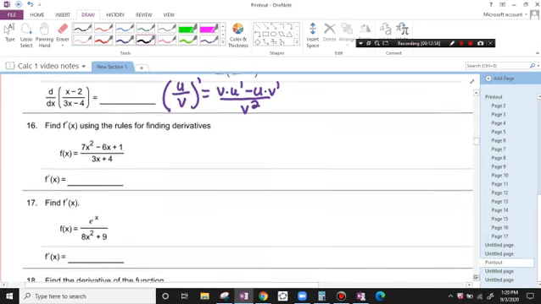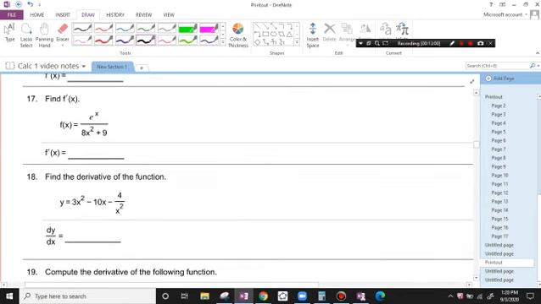Same thing here. We've got u, in this case, is e to the x. V is 8x squared plus 9. U prime is equal to e to the x. V prime is equal to 16x plus the derivative of 9 is 0, so it's plus 0.